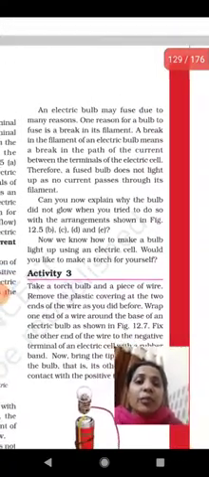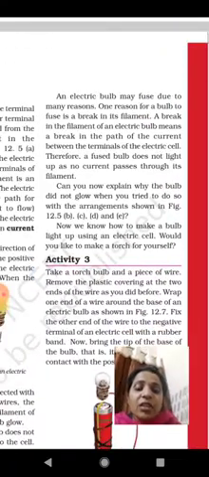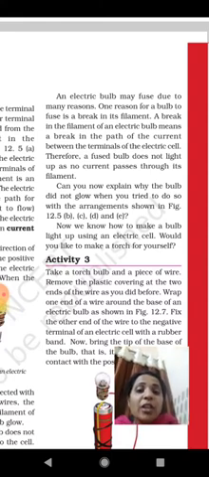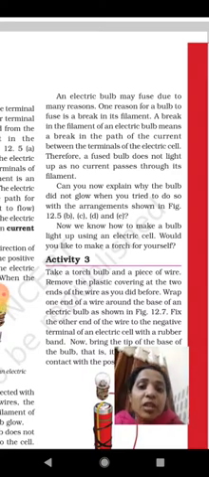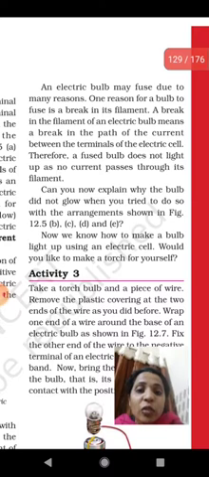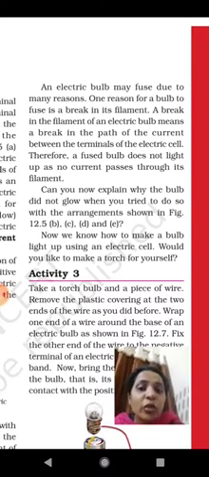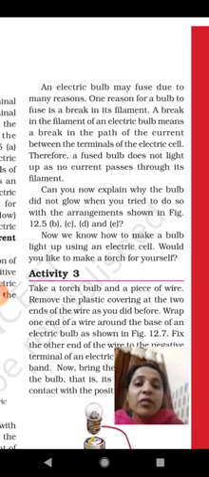An electric bulb may fuse due to many reasons. See, there are many reasons for the electric bulb to get fused. One reason for the bulb to fuse is a break in its filament. See what they are telling, that as I told you, अगर वो दो छोटी जो black attachment होती है, अंदर जो लाइनें होती है, अगर वो टूट गई, then the bulb may be fused. A break in the filament of an electric bulb means a break in the path of the current between the terminals of the electric cell.